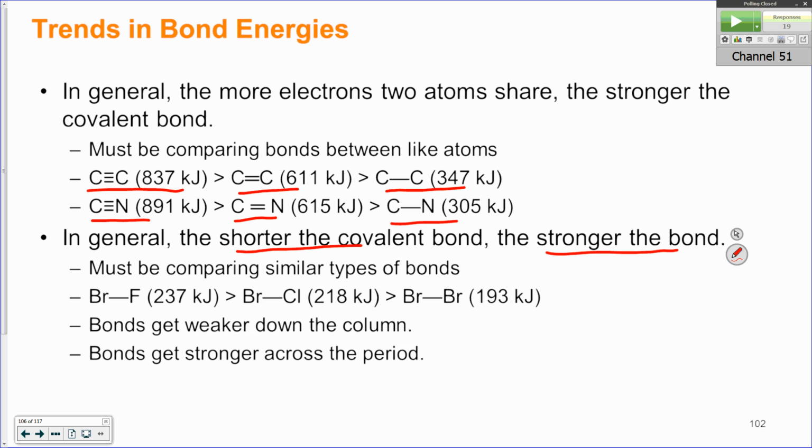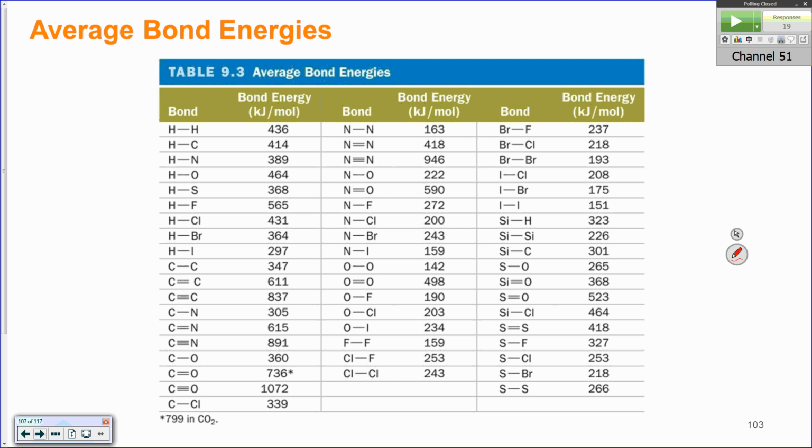Something like bromine with fluorine, the smallest atom, has a greater bond energy than bromine to chlorine. So chlorine is getting larger. And then bromine with itself is even further down, so it's a larger atom. It gets a little weaker still. You'll have a question: choose the greatest bond energy or the weakest bond energy based on atom size. That'll be one of the things. And this is a table that compares those.